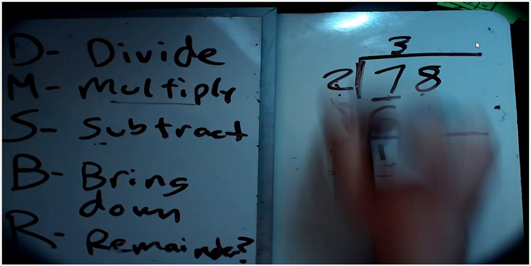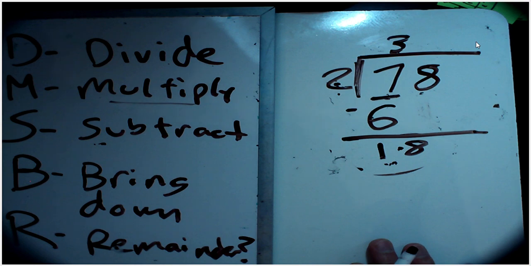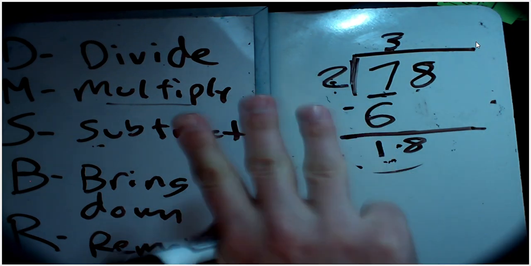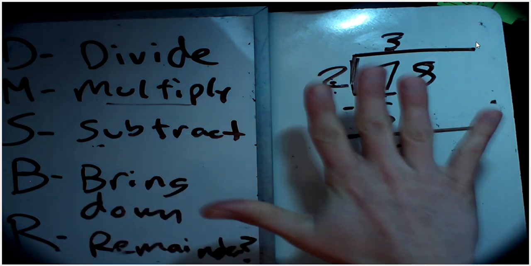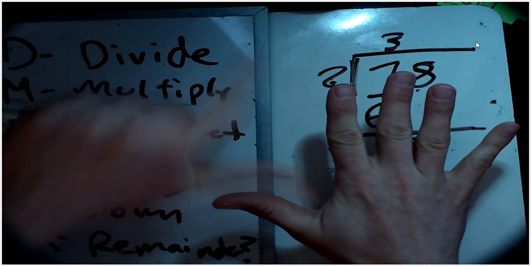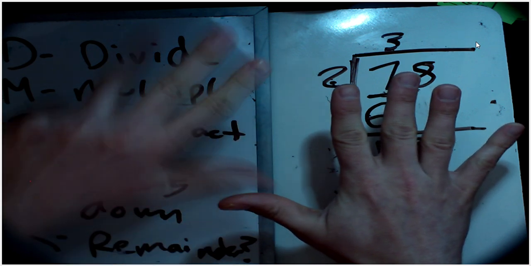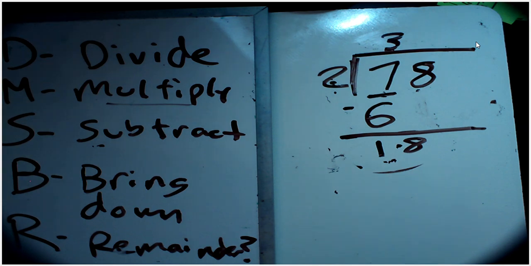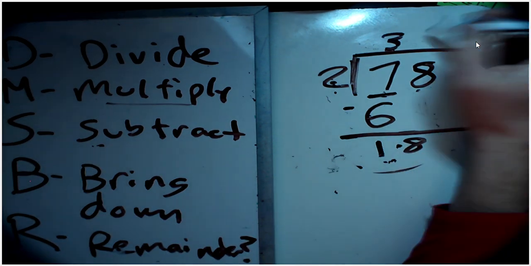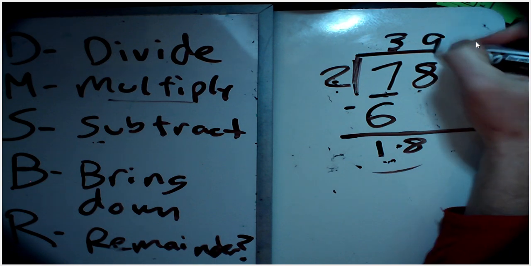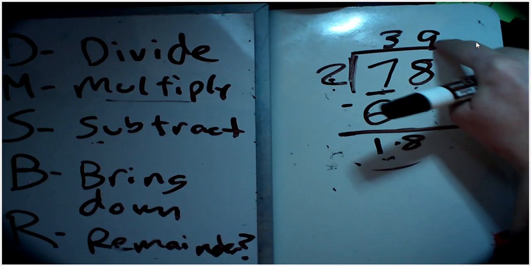How many times does 2 go into 18? 2, 4, 6, 8, 10, 12, 14, 16, 18. 5, 6, 7, 8, 9. 9 times. So that division is going to go up here. 2 goes into 18 9 times.